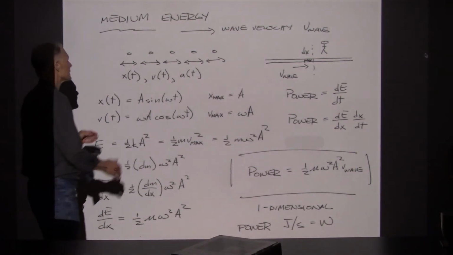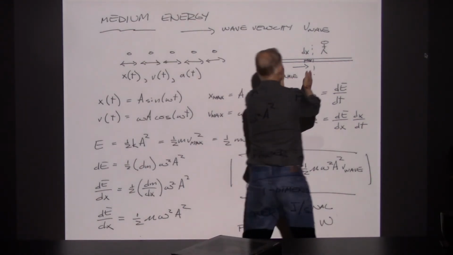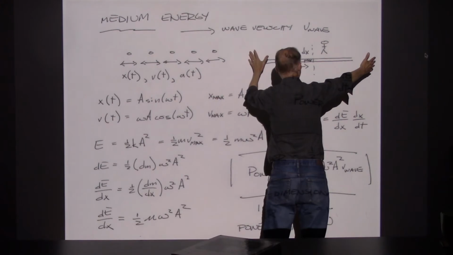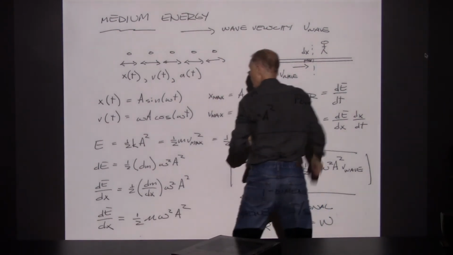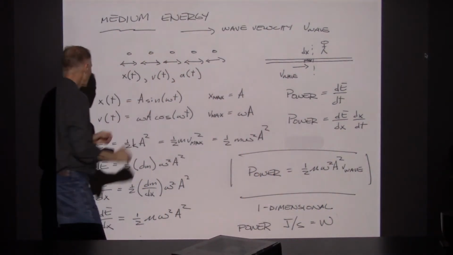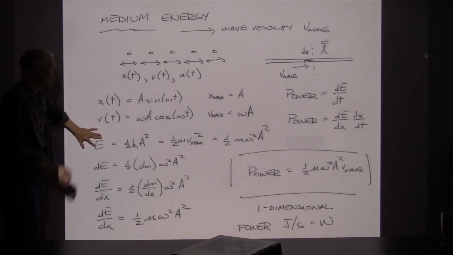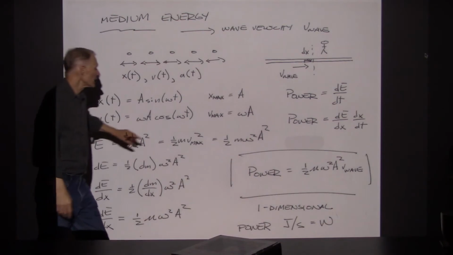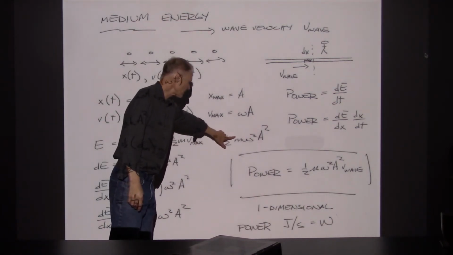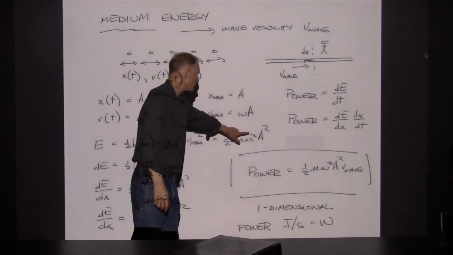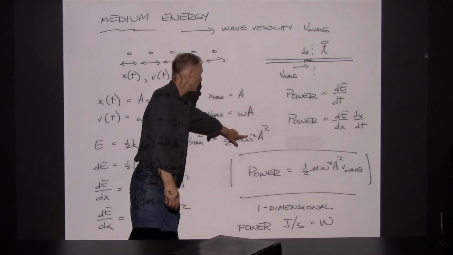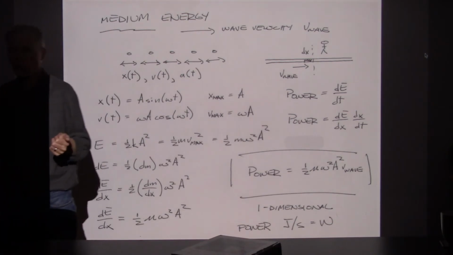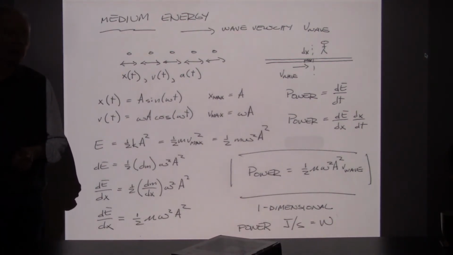So what that says is if I take any region of that string, maybe I take the whole length of the wire, maybe I take a small region, any region I look at, the energy stored in that region at a given instant is 1/2 times the mass times the frequency squared times the amplitude squared. So it depends on amplitude squared, and it depends on frequency squared.